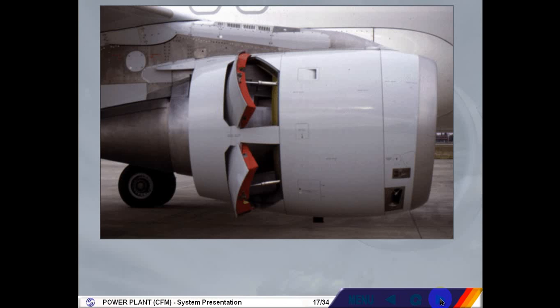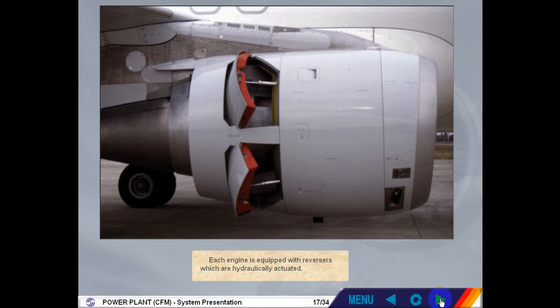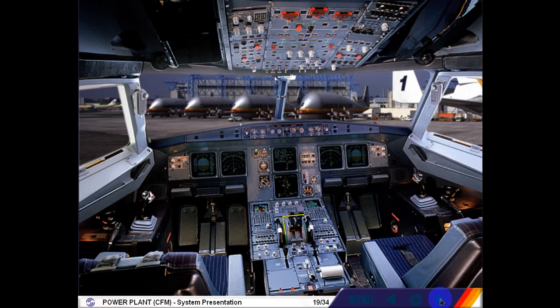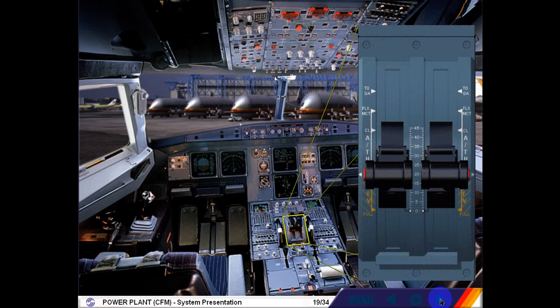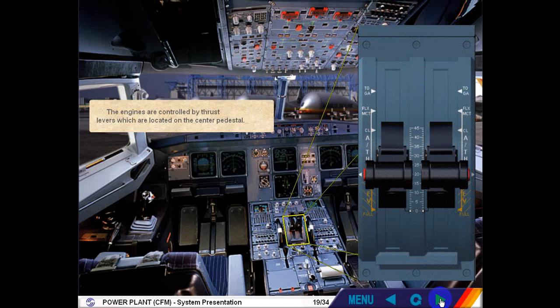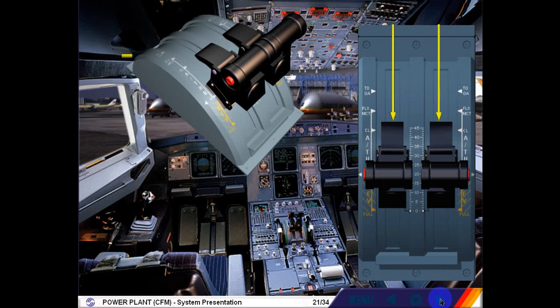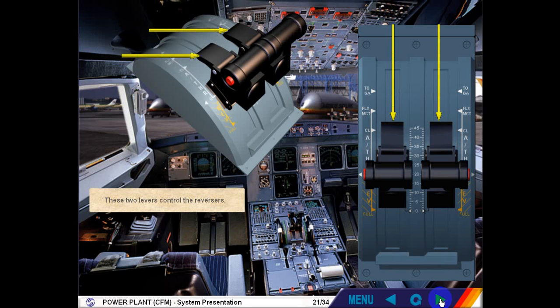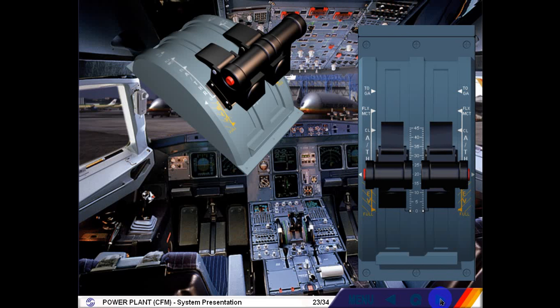Each engine is equipped with reversers, which are hydraulically actuated. The engines are controlled by thrust levers, which are located on the center pedestal. These two levers control the reversers. The autothrust can be disconnected with either of these red push buttons, which are called instinctive disconnect push buttons.